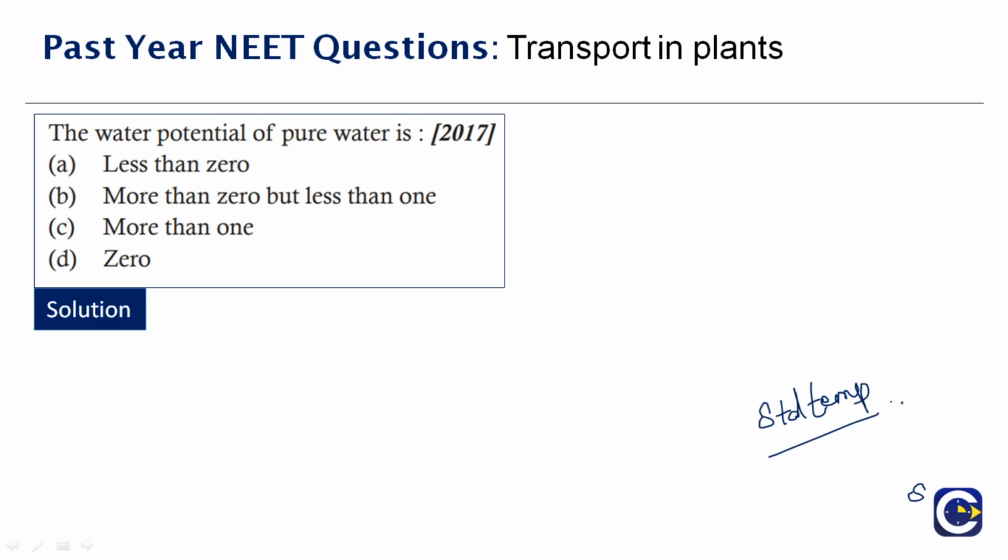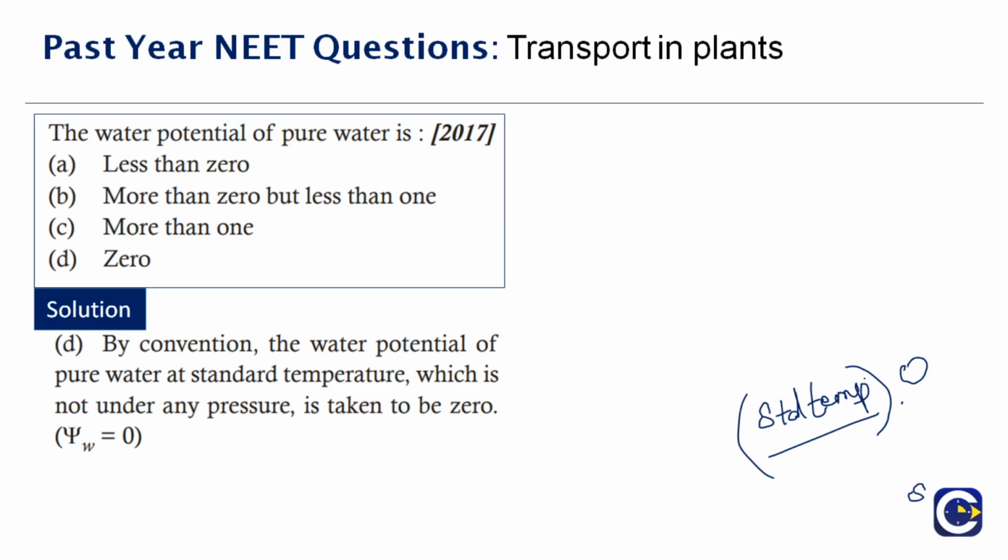So what happens when we say standard temperature? What is the meaning of that? It is not under any pressure. Since it is at standard pressure, the water potential will always be 0. Therefore, the correct answer to this question is option D, 0. By convention, the water potential of pure water at standard temperature, which is not under any pressure, is always taken to be 0.